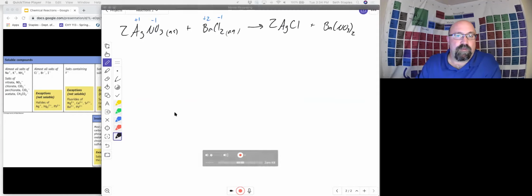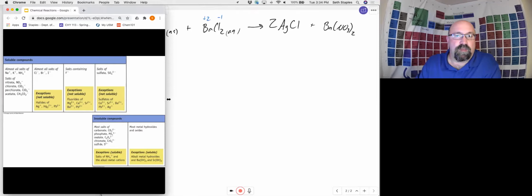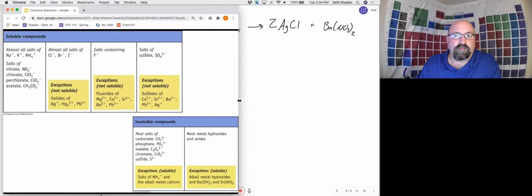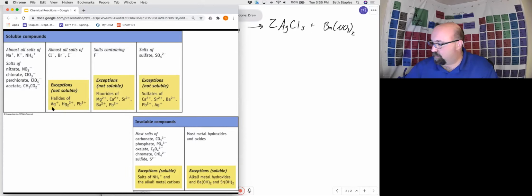And so we now know what our products are. Let's use our solubility rules to determine their states. So we look through, we have silver chloride. We do have a rule here concerning chlorides. Almost all salts of chlorides are soluble. However, silver is an exception to that. So silver chloride is not soluble. So that will be a solid. Can't manage to write an S in parentheses right now. There we go.